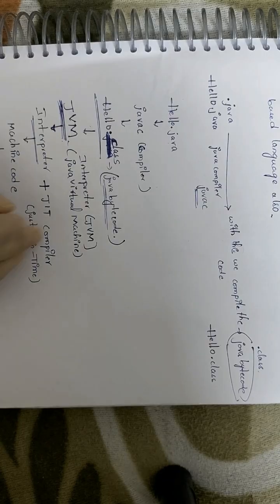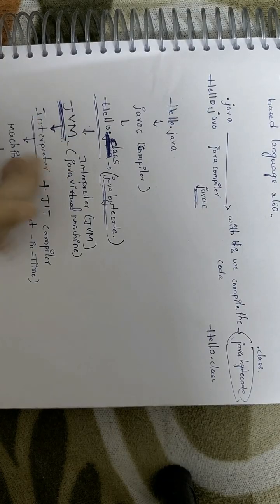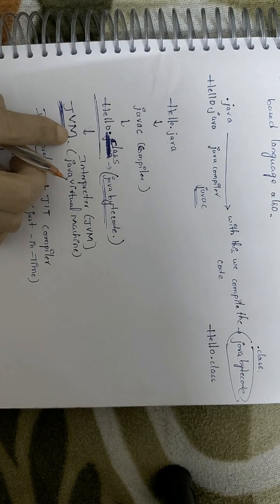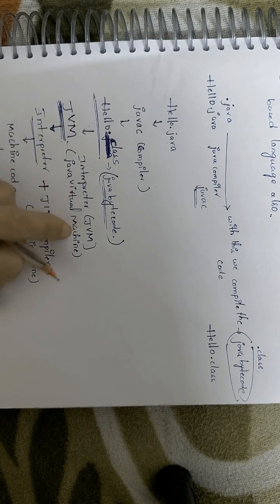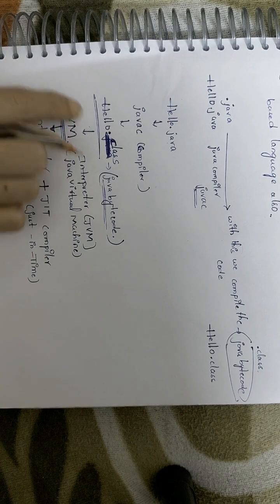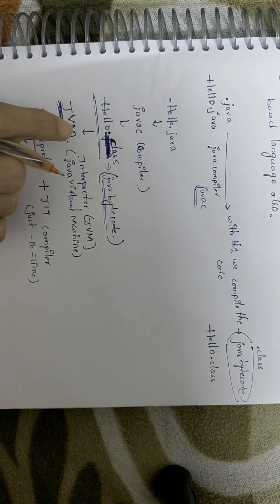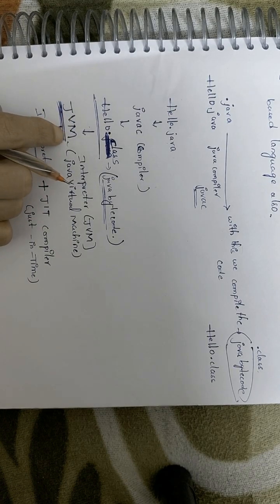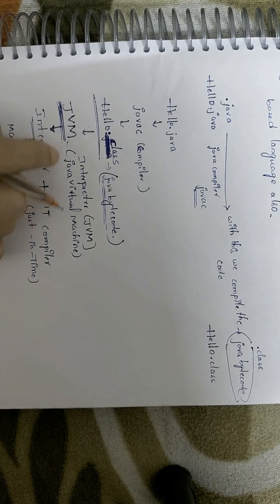And when we come to the picture of the JVM, JVM is the Java Virtual Machine. What does this Java Virtual Machine do? The JVM reads the bytecode. First the JVM reads the bytecode and initially the JVM interprets the bytecode line by line.